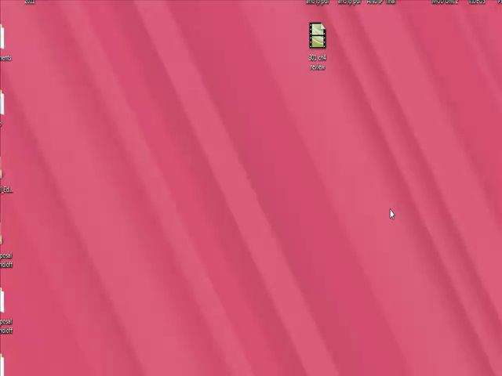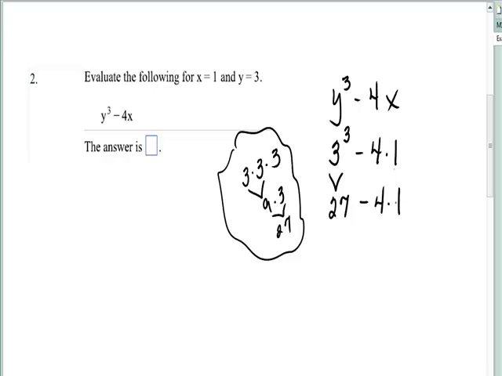Now I have subtraction and multiplication. So I'm going to do my multiplication. That'll give me 4. So I have 27 minus 4, do the subtraction, for 23. The value of this expression when x is 1 and y is 3 is 23.